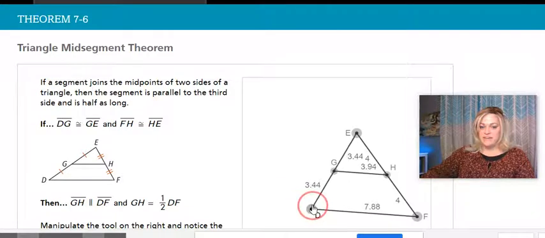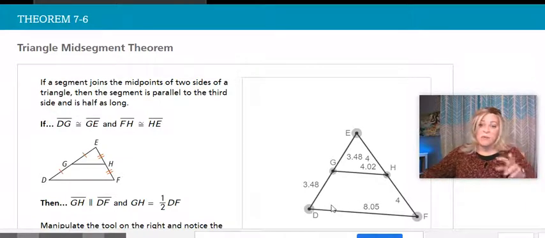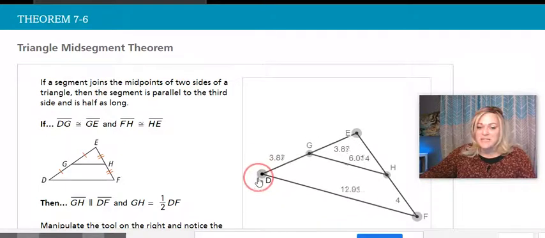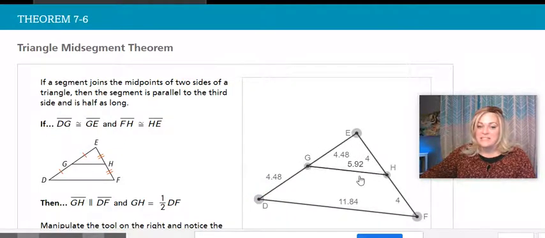Let me see if I can get another number that's close. I can get 4. Close. 4.02 times 2 is 8.05. And it's rounding, so it might not be perfect. And hopefully you can see as you manipulate this, these lines stay parallel.